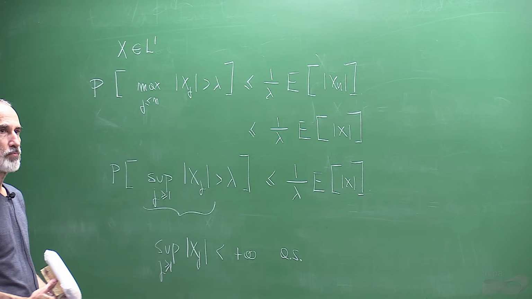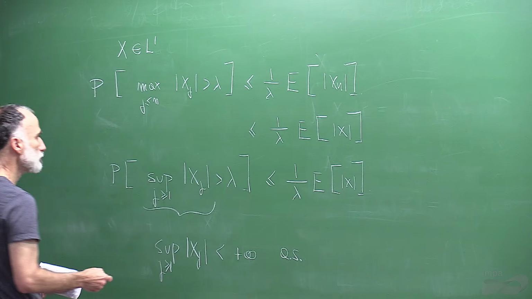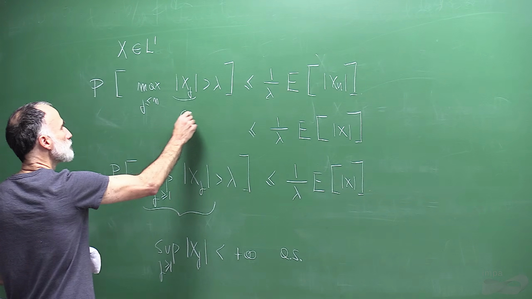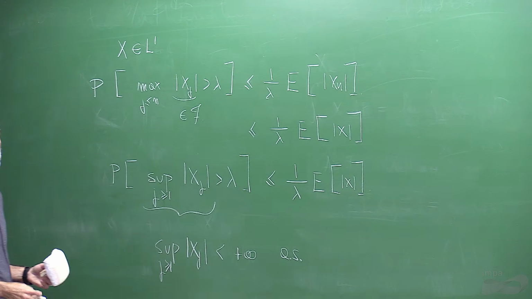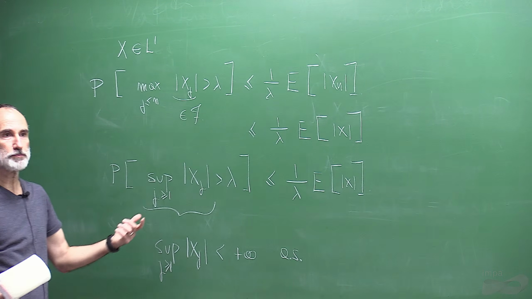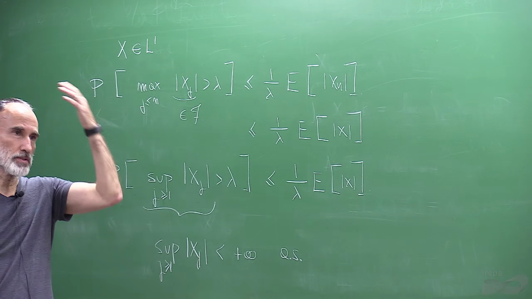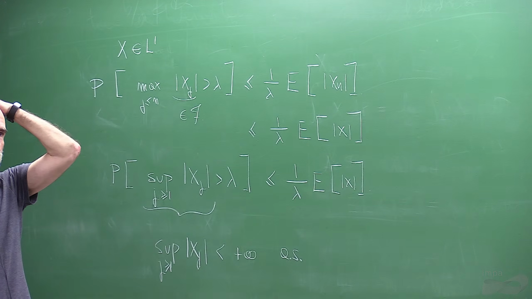The supremum of the absolute value of Xj is measurable. Well, all these random variables are measurable with respect to F, and if you take the supremum of a family which is F measurable, it's F measurable. Any increasing sequence of functions is measurable.